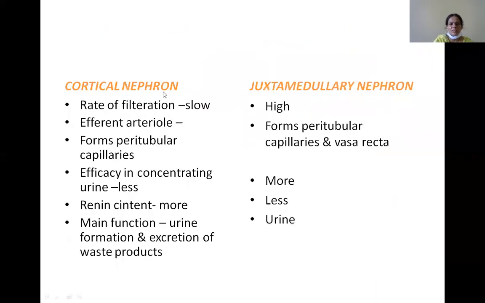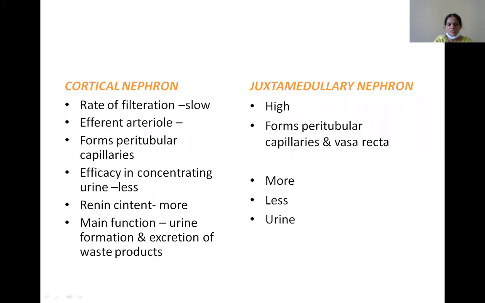In the cortical nephron, the rate of filtration is slow. Here in the juxtamedullary nephron, it is high. The efferent arteriole forms peritubular capillaries and the vasa recta. Efficacy in concentrating urine is less here, and here it is more. So this is the major function of this cortical nephron.